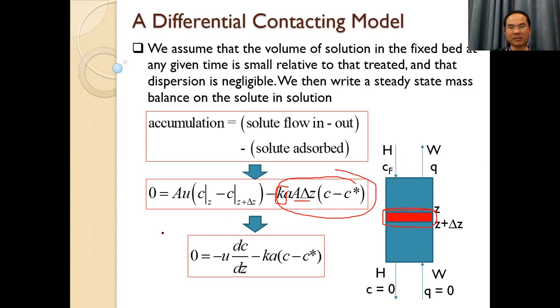Okay. And then you apply the limit. You divide this by A delta z. In this and in this, A delta z is cancelled. And it is C at z minus C at z plus delta z divided by delta z. You take the limit, you get dC by dz, minus U dC by dz, minus Ka times C minus C star. You get the mass balance around the cell.